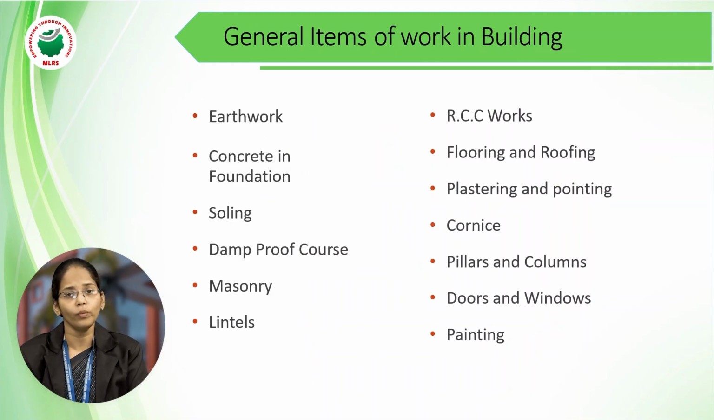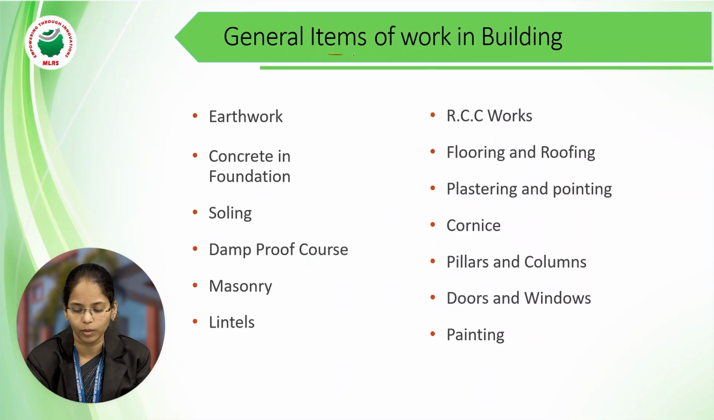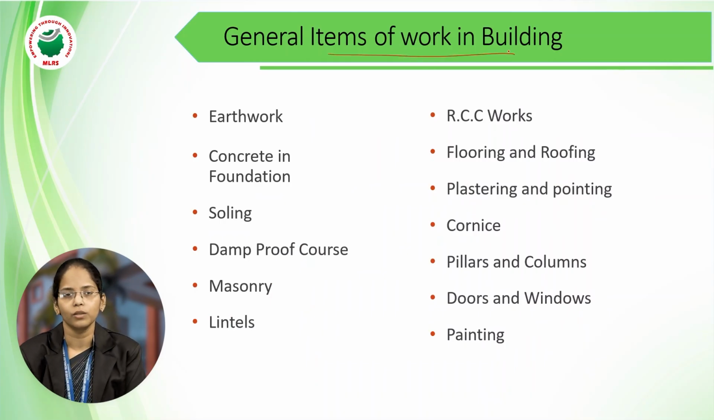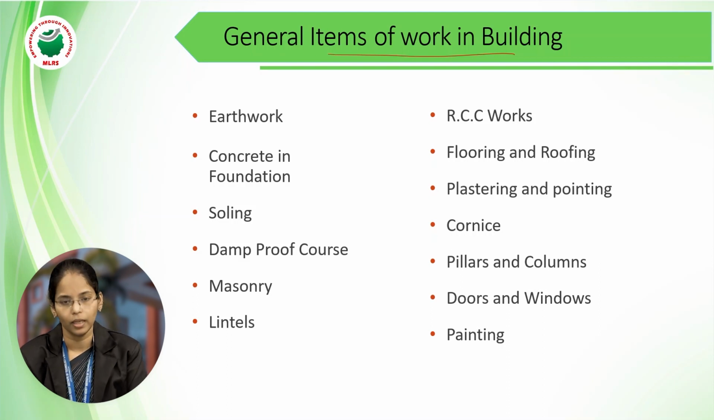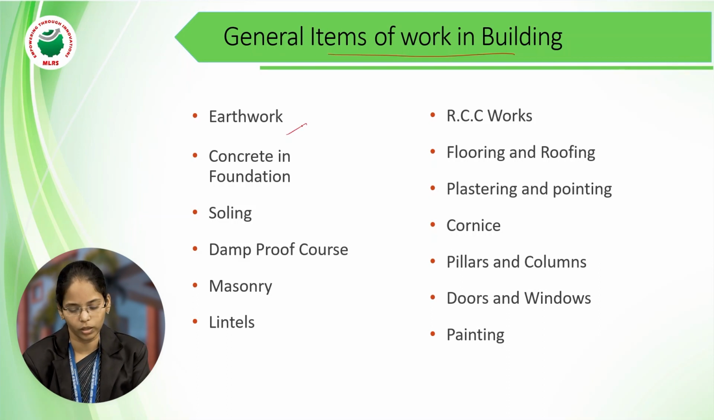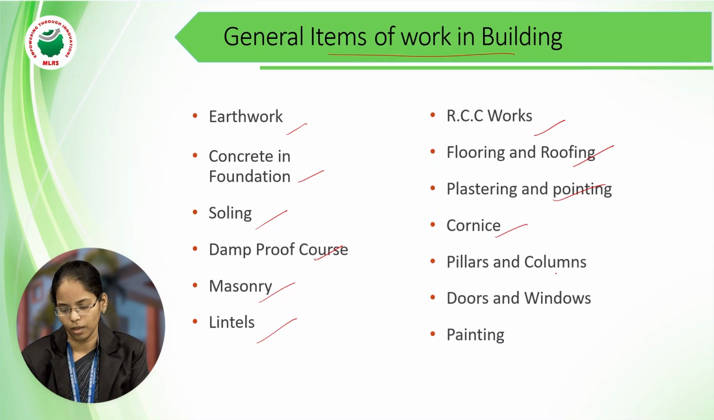Next, now we are coming to our concept: the general items of work in a building. So what are the general items of work in a building? For constructing any structure, there must be some items. What is the combination of items which we use in a building? Let's see. First one is earthwork, concrete in foundation, soling, damp-proof coats, masonry, lintels, RCC works, flooring and roofing, plastering and pointing, cornice, pillars and columns, doors and windows, painting.